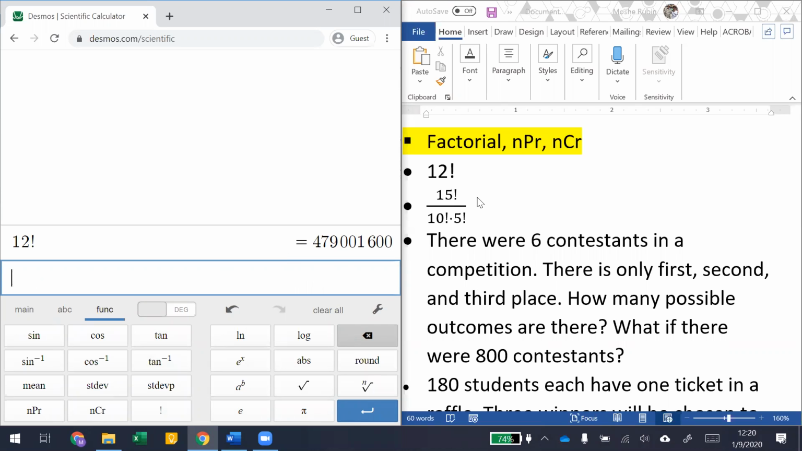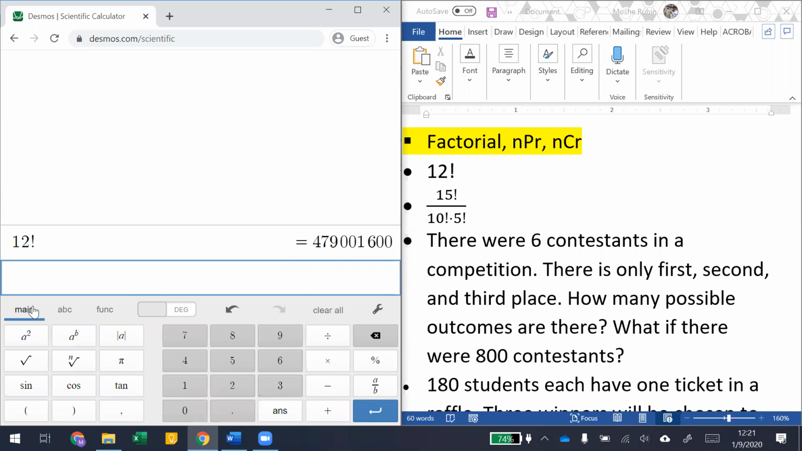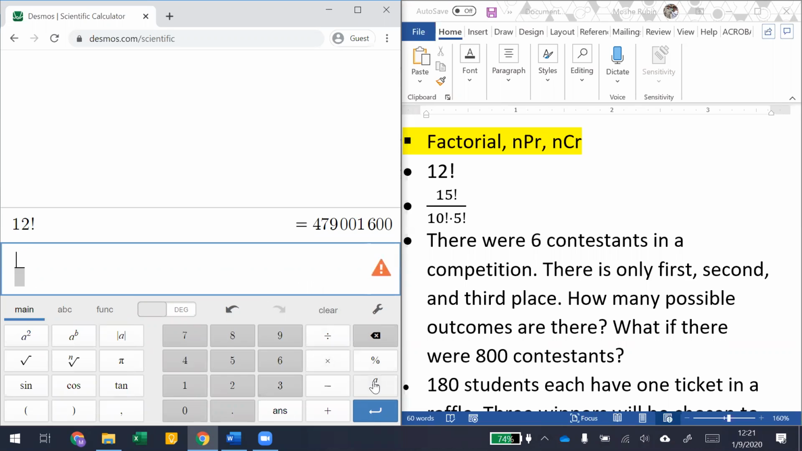This next one is a fraction with factorials, and it might look kind of familiar because it's one of our combinatorics equations. It's the equation for nCr, but we won't worry about that right now. We'll just practice typing it in. I like to start with my fraction line when I have a fraction, and I'll say 15 factorial on top. On bottom I have 10 factorial times 5 factorial. And I can see Desmos gives me the answer real nice, 3003. It can do these types of questions for me.